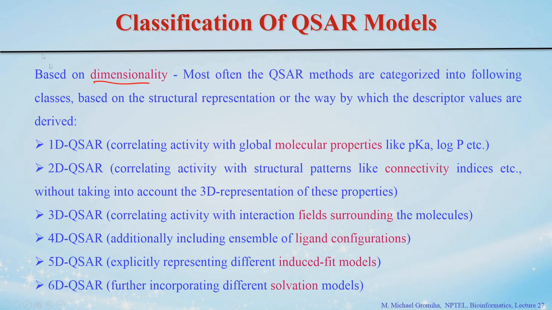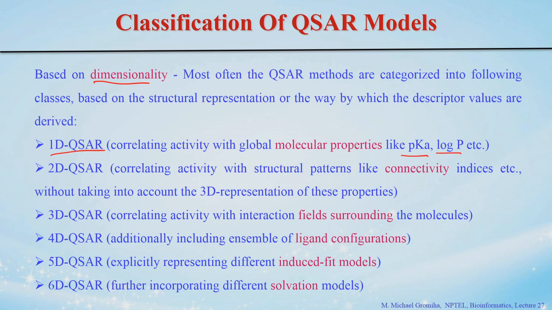In the 1D QSAR, you can correlate with some of the global properties of these molecules. For example, the pKa, where we get only one value, or the log P or different properties. So, here we get only one value, so it is one dimensional. This is called the 1D QSAR.